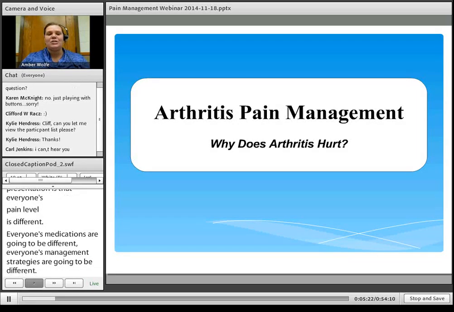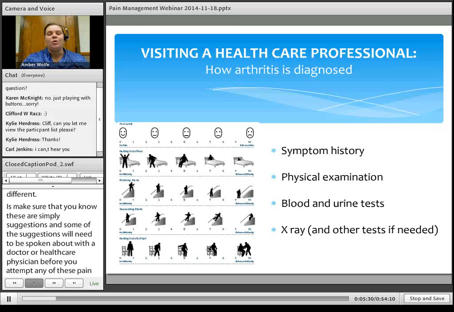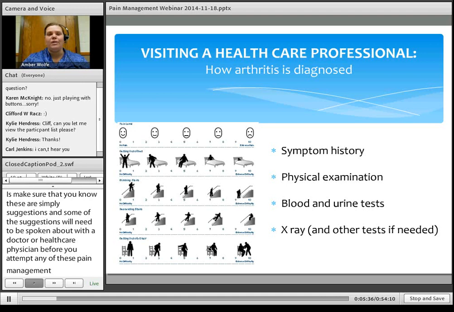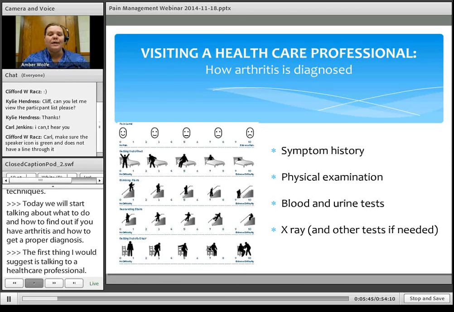We're going to get started today talking a little bit about what to do and how to find out if you have arthritis and how to get a proper diagnosis. The first thing I would suggest is always talking to a healthcare professional. It's very easy at times to assume you have arthritis or to talk to someone who thinks you do, but finding out exactly what form of arthritis is ailing you is very important in deciding what type of pain management techniques you might use.